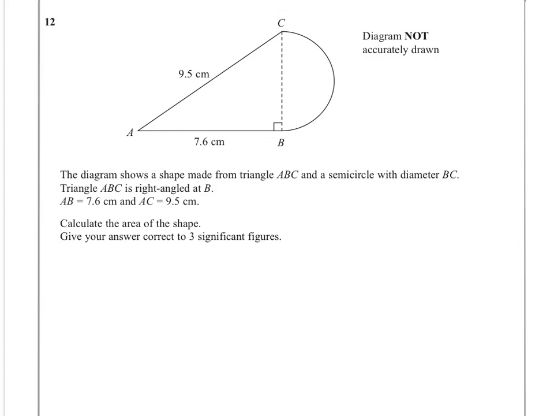In order to work out the area of the total shape, we need to work out the area of the triangle and the area of the semicircle. In order to work out the area of the triangle, half base times height, I need to work out the height, BC.